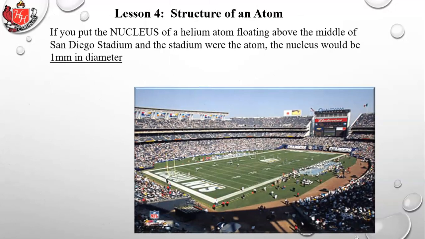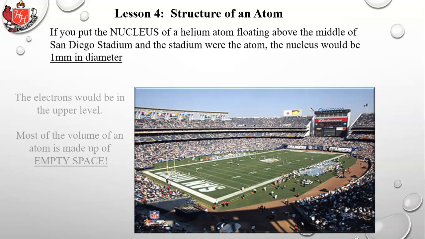So if you put the nucleus of a helium atom floating above the middle of San Diego Stadium, and the stadium were the atom, the nucleus would be 1 millimeter in diameter. Think about that. The millimeter is that little line that we talked about when we did measurements. It's that little tiny line. That's how big a nucleus would be compared to San Diego Stadium.